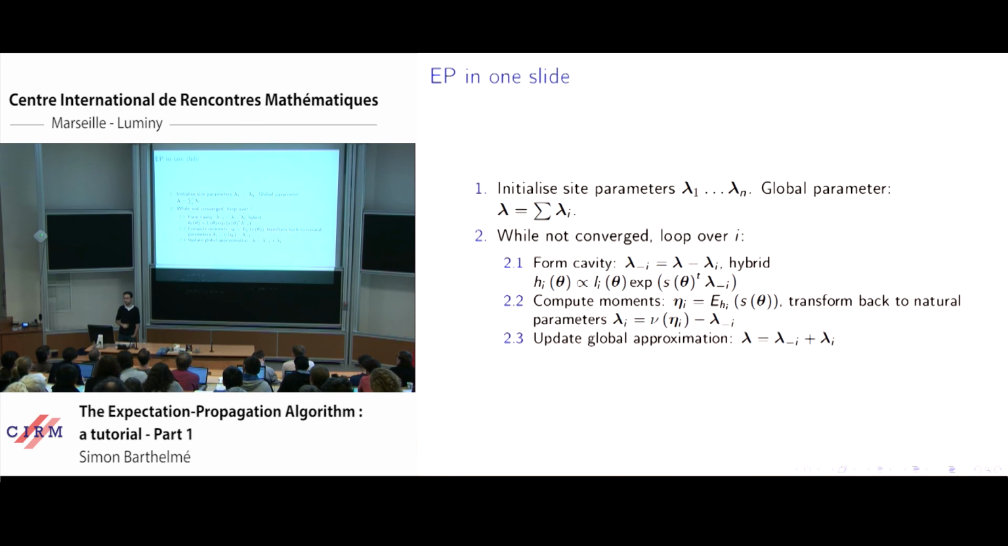Okay. So EP in one slide: form the cavity, form a hybrid, compute the moments, transform back to natural parameters, and then you just update the global approximation. It's the cavity plus your new site contribution. That's it. That's EP. Yeah. I'm sorry, where? Oh, sorry. Yes, you can write it like that as well. Yeah, absolutely. It cancels out.